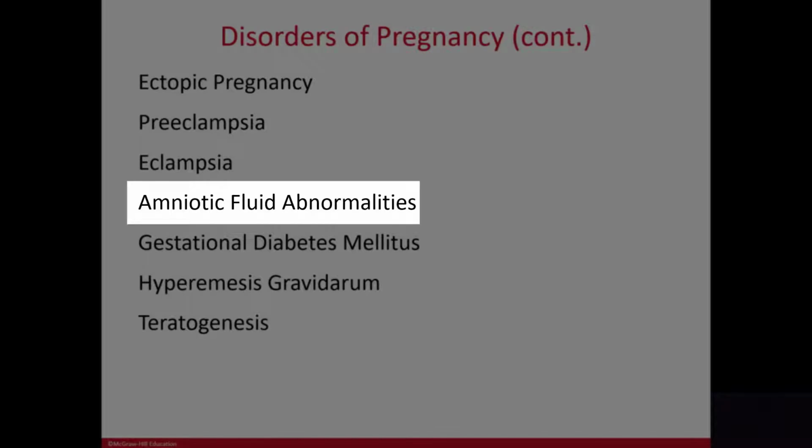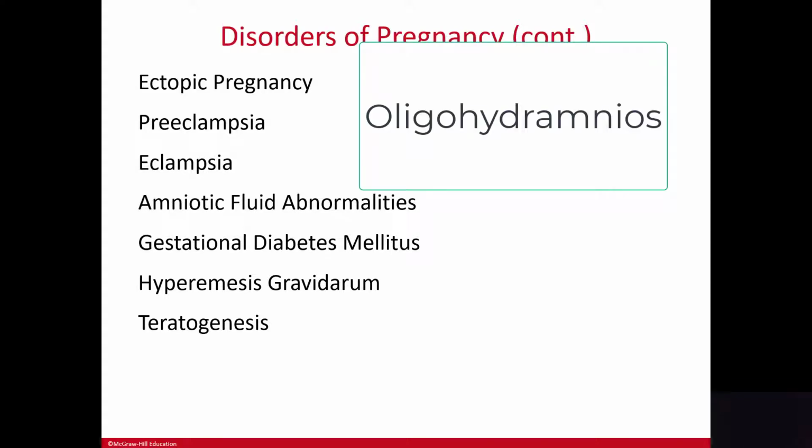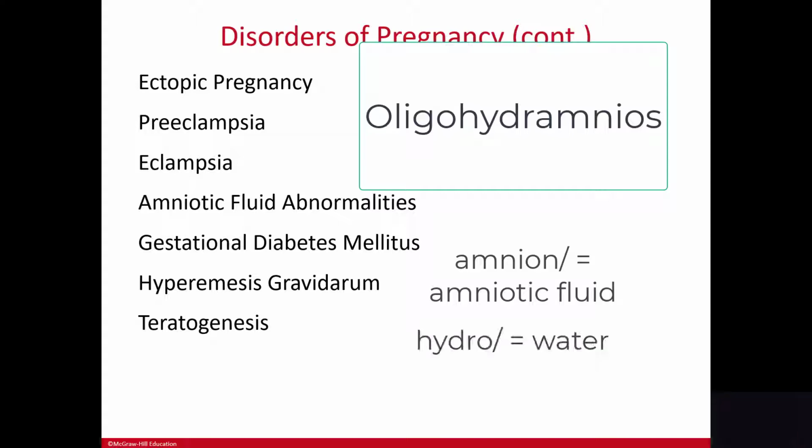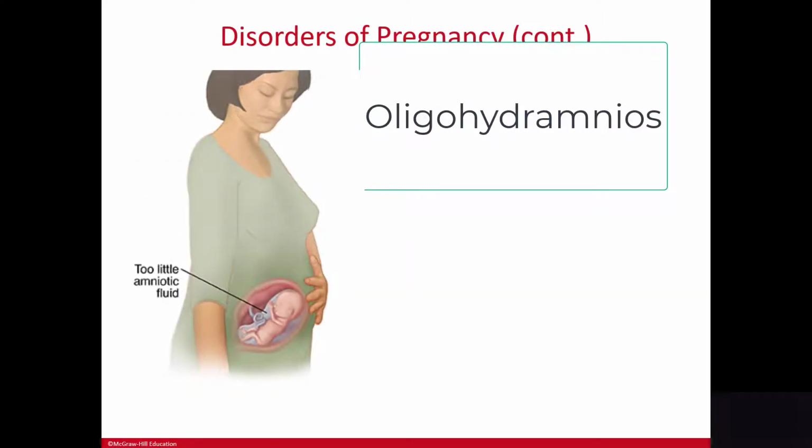Amniotic fluid abnormalities usually occur in the second trimester. Amniotic fluid travels through the fetal respiratory and gastrointestinal tract and promotes the development of the respiratory and GI organs. The first abnormality is oligohydramnios. It looks like an intimidating word, but you really just need to break it down. Amnios refers to the amnion or the amniotic fluid. Hydro refers to water, and oligo is the prefix that means too little or a scant amount. So in this condition, there's too little amniotic fluid.